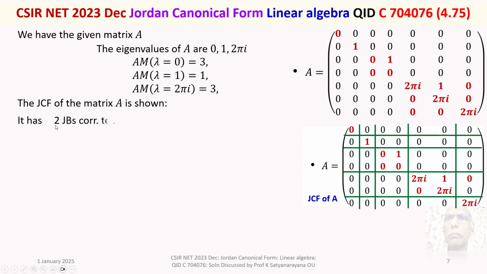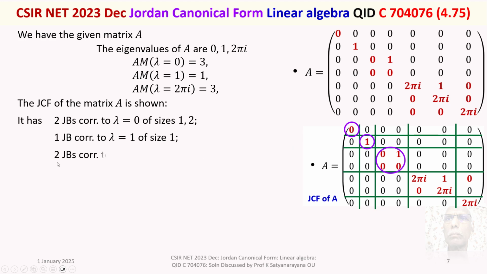So now it has 2 Jordan blocks corresponding to lambda is equal to 0, of sizes 1 and 2. So these are the Jordan blocks, right? And there is one Jordan block corresponding to lambda is equal to 1 of size 1. And there are 2 Jordan blocks corresponding to lambda is equal to 2 pi I, of sizes 2 and 1. Agree? Is it clear? Right.